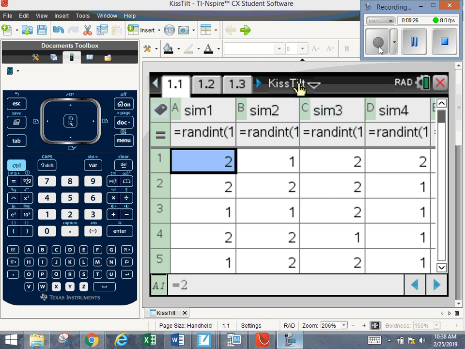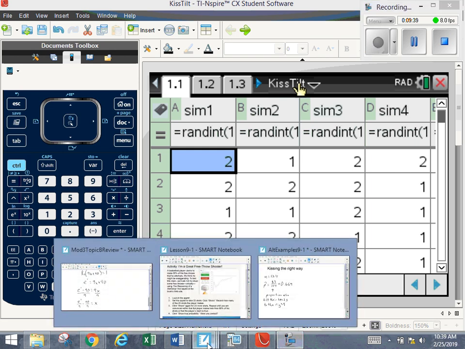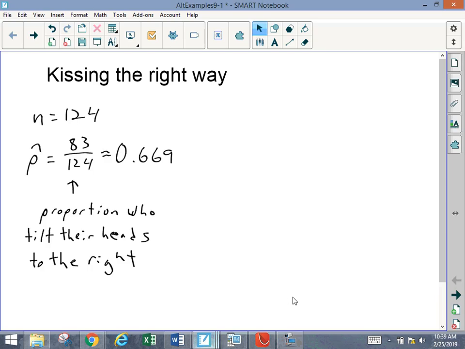If I repeat this, how unlikely is it to have a proportion as high as 0.669? How likely is it to have that proportion if there is actually a 50-50 chance? If there's no preference, then you have a 50-50 chance of tilting right or left, right? So that's the same as flipping a coin.